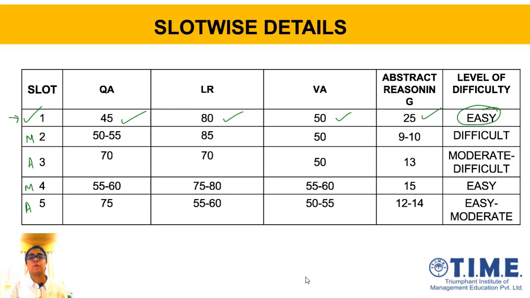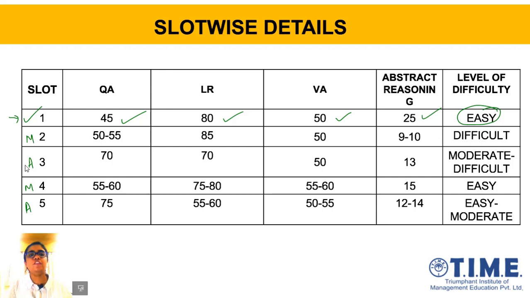Also, one more thing I would like to inform you is that this year, all the slots had jumbled papers. You did not have questions coming section wise, with LR first and then quant. The paper was completely scattered and jumbled. So question number 1 could be quant, question number 2 logic, question number 3 again quant, then again logic, again verbal, abstract. It was a completely random order.